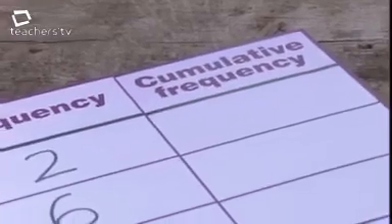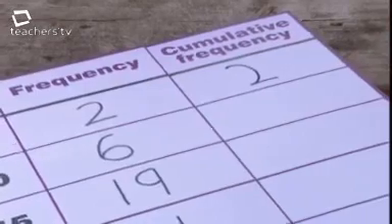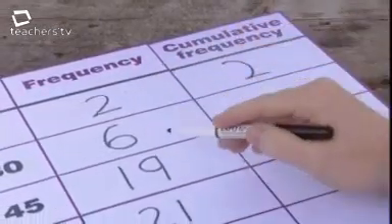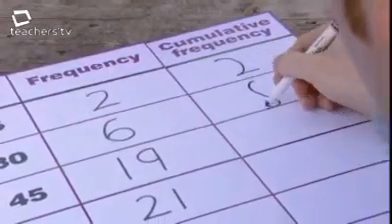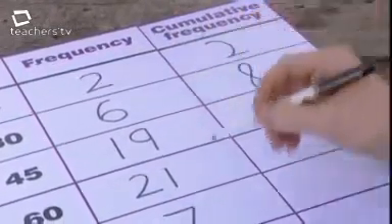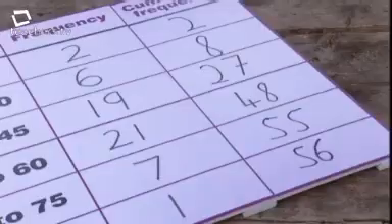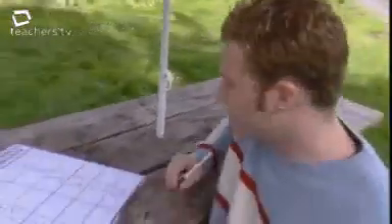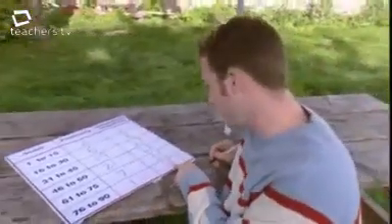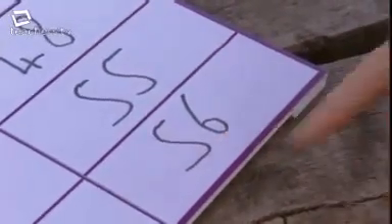Here, the cumulative frequency is 2. Next, it's 2 plus 6, which is 8. Next, it's 2 plus 6 plus 19, which is 27. 48, 55 and 56. You can check you've done your sums right, because the final cumulative frequency should be the same as the total number of competitors, 56. If it's not, you've done your sums wrong somewhere.